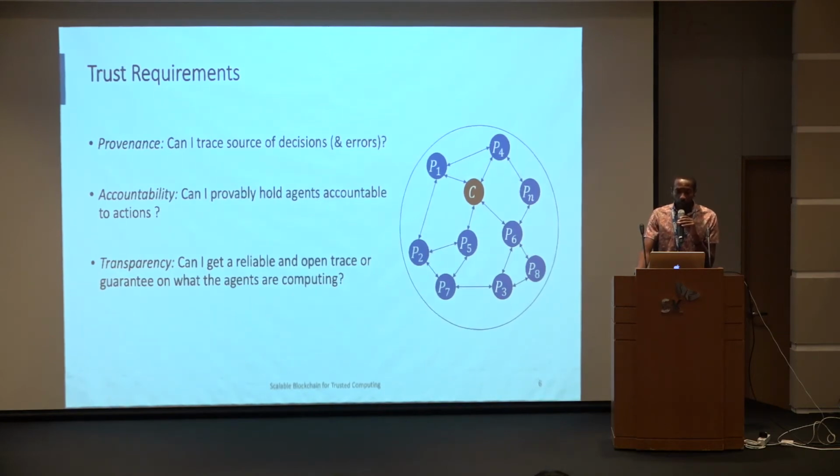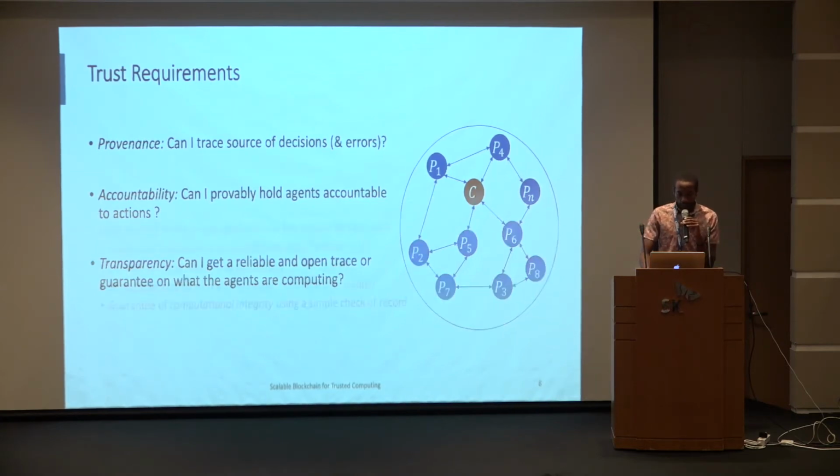Our trust requirement that we're looking at is, one, we should be able to trace the source of decisions and errors therein, because remember our first assumption is it's healthcare, so it's very sensitive in whatever you're going to decide. And then can we prove, or rather can we hold them to the decision they're going to make over time? Then can it be reliable in the sense that it's an open trace or guarantee also to the people making the decisions?